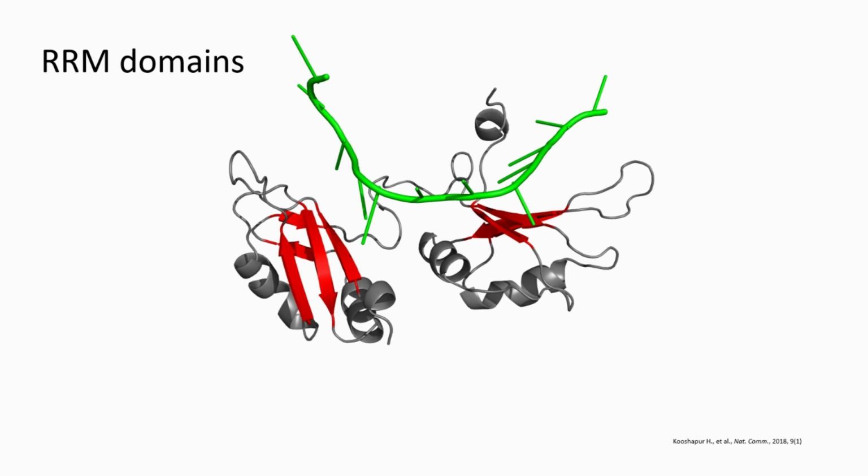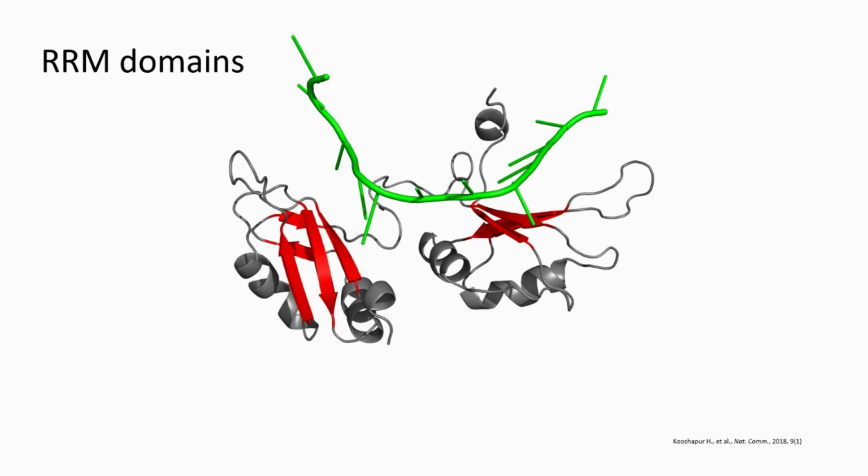And through this platform, one single RRM is able to recognize 3 to 4 nucleotides of the RNA molecules. So having 2 of them, the length of the bases of the RNA that the protein can recognize is increasing. So with 2 of these RRMs, we can basically recognize longer RNA sequences and also with more specificity.